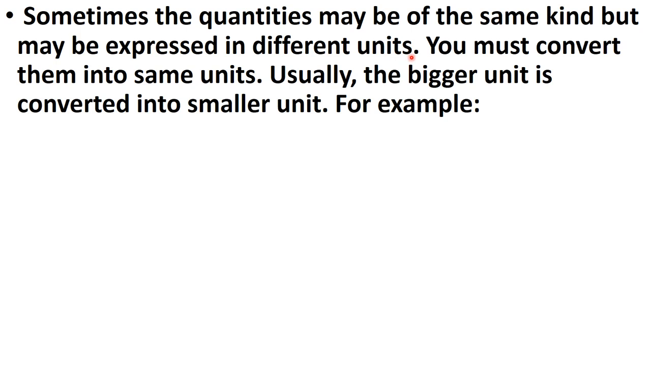But units are different. Means if you are comparing the length or height of someone, one student's height is given in meter and another student's height is given in centimeter. So the same kind is there, the kind is same, that we are comparing the height. But units are different. One is in meter, another is in centimeter. So you must convert them into the same units. We have to convert both meter and centimeter into one unit. Usually we convert the bigger unit into the smaller unit. Now see the example for this.